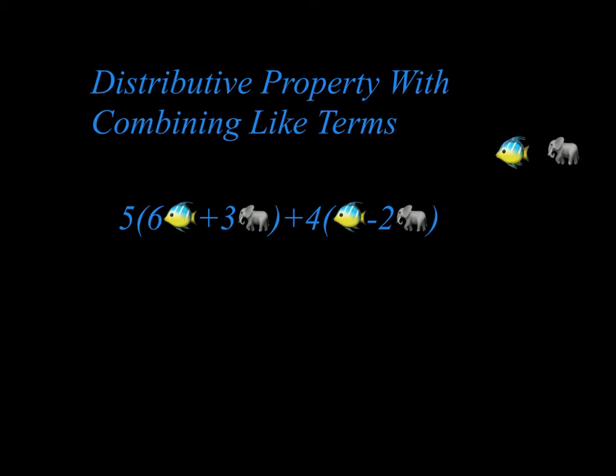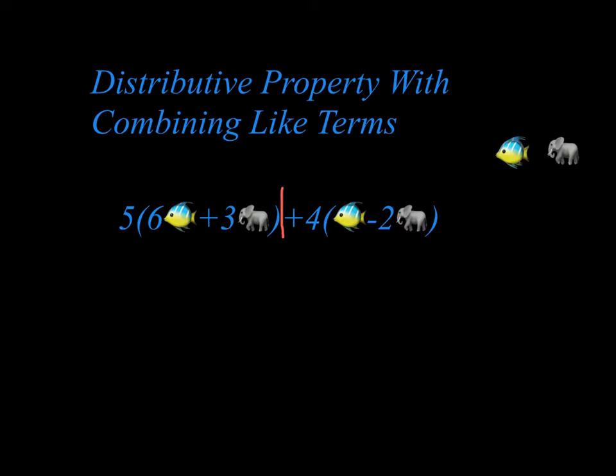Hey guys, so today we're going to focus on distributive property with combining like terms. The expression I have is 5 times 6 fish plus 3 elephants plus 4 times 1 fish minus 2 elephants. I simply have two separate sets of distributive property here, so I'm going to go ahead and draw a divider between the two sets.